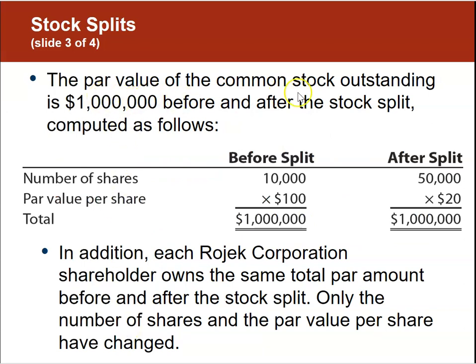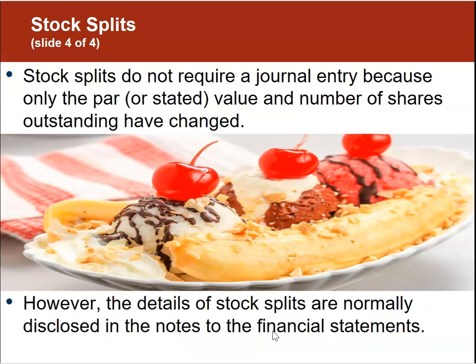The par value of common stock outstanding is $1 million before and after the stock split, computed as follows. Originally we had 10,000 shares times $100 par value per share is $1 million. After the split we had 50,000 shares times a par value of $20, still $1 million. It says additionally, each Rojek Corporation shareholder owns the same total par amount before and after the stock split. Only the number of shares and par value per share have changed.